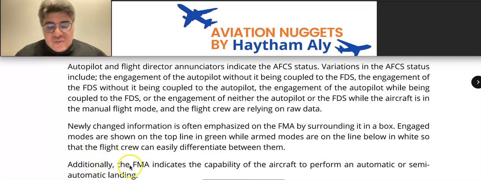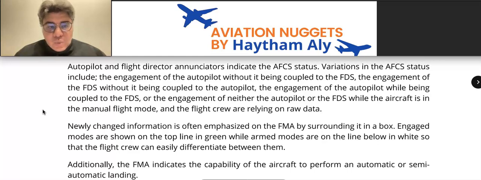As you can see here also, the flight mode annunciator indicates the capability of the aircraft to perform an automatic or semi-automatic landing, which is called the landing capability information. The flight mode annunciator indicates the landing capability indication. Also, the lateral and the vertical modes of the autopilot, and also the auto thrust mode, are indicated on the flight mode annunciator.